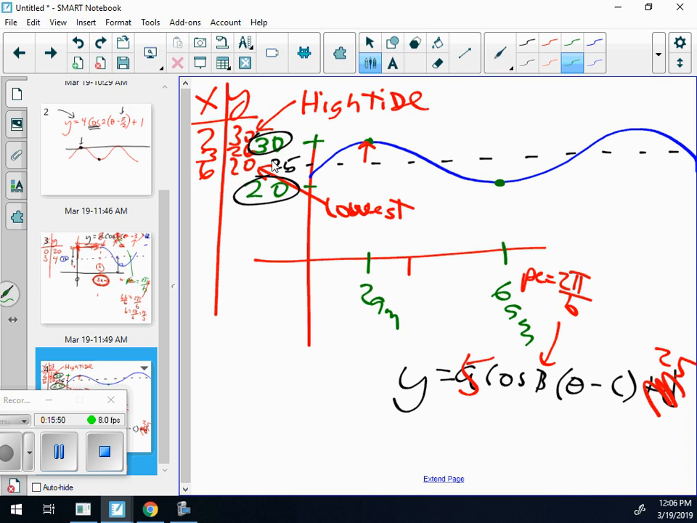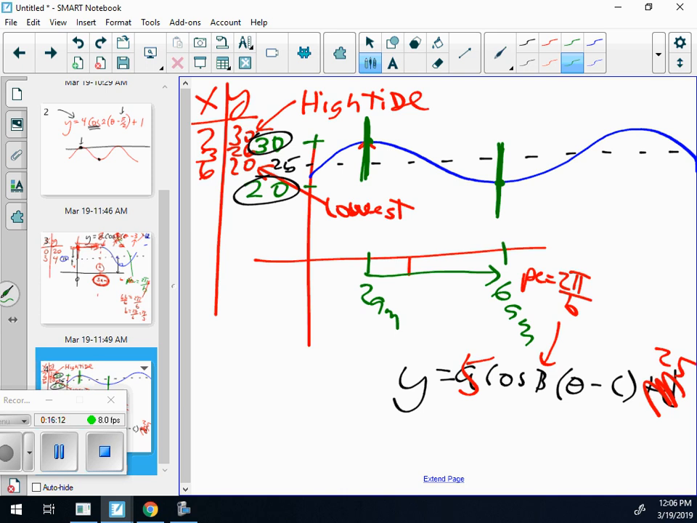Common mistake answer is, I think the period is 4. Can you tell me why that would be wrong? You don't start from 0. You start from the high spot and you go to the low spot, and that is 4 hours. Why isn't that the right answer?